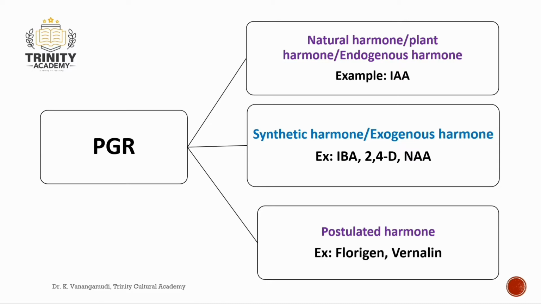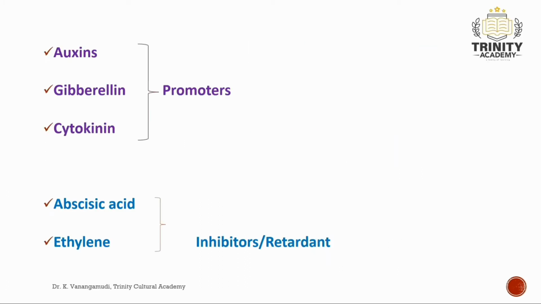The third one is postulated hormone. Example here is florigen and vernalin. These are produced spontaneously in plant body, but their structure and function is not discovered clearly. From that, we can conclude that all plant hormones are plant growth regulators, while all plant growth regulators are not plant hormones. Based on nature of function, it is classified into two types as growth promoters and growth inhibitors.